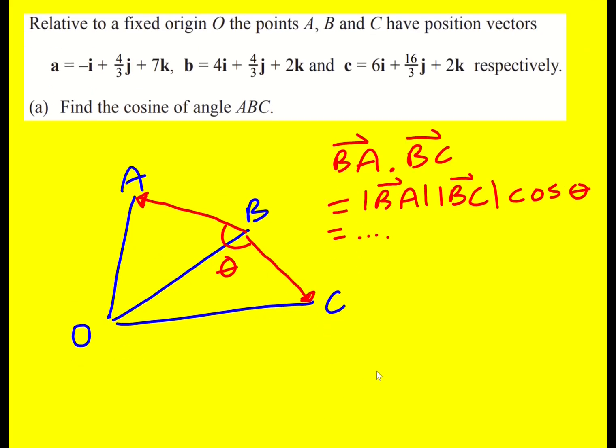So BA, let's work out that. Remember, quite often I call this little a, and this little b. This helps me anyway. And this little c. They're like little a is OA, little b is OB, and so on. So BA, it's more easy to see it's going to be minus b plus a, or a minus b.